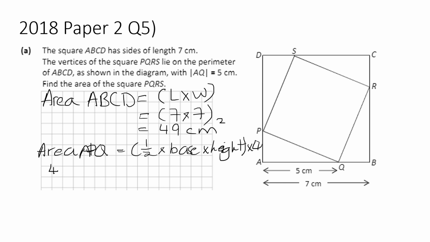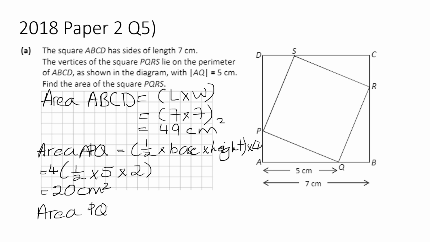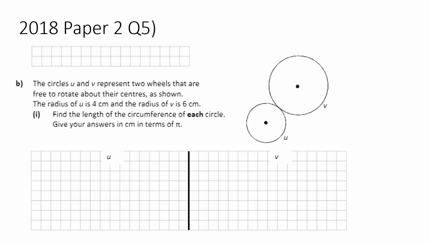So we do 4 times a half by the base, which is 5, by the perpendicular height, which is 2, because if that's 5 and that's 7, it's a difference of 2. Put that into your calculator and you get 20, so that's 20 centimeters squared. To find the area of the small square, you just do 49 minus 20, and that gives you 29 centimeters squared. And that is worth 10 marks.